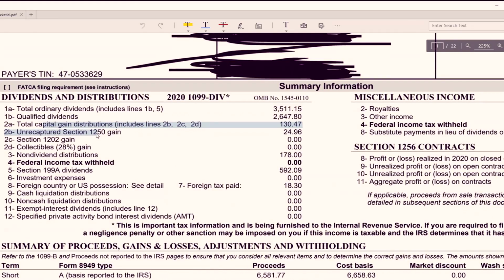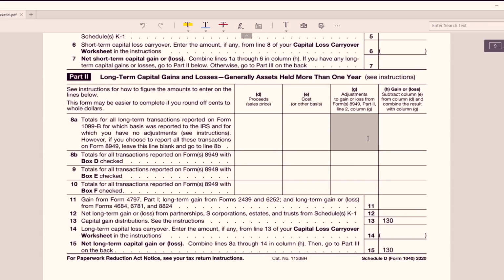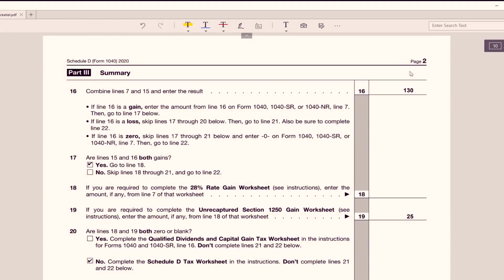The next part of the 1099-B has unrecaptured section 1250 gain. Where does this go? This also shows up on Schedule D, but on page 2. So this is Schedule D page 1, so let me go down to the next page. Right here on page 2 of Schedule D, you can see on line 19 the unrecaptured section 1250 gain worksheet. Section 1250 gains are taxed at a special tax rate as well. I'm not going to go into the detail on that, but essentially that's where those two numbers go.